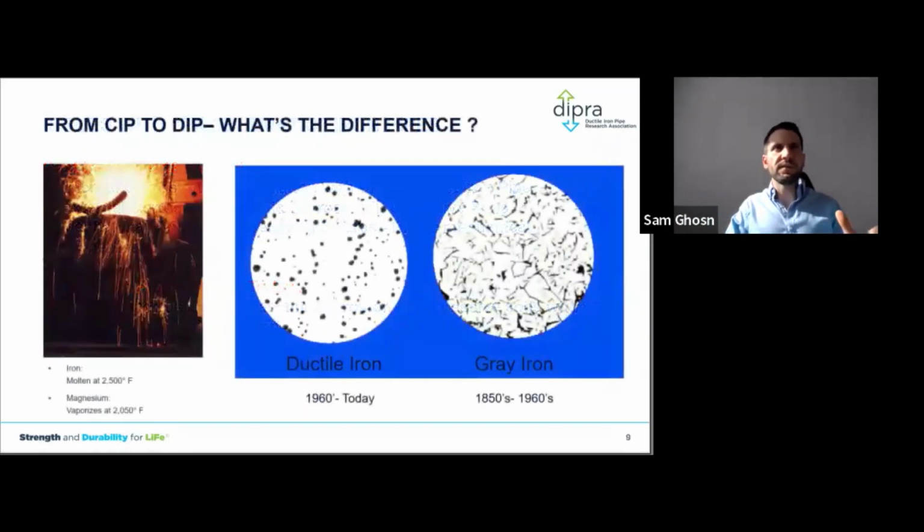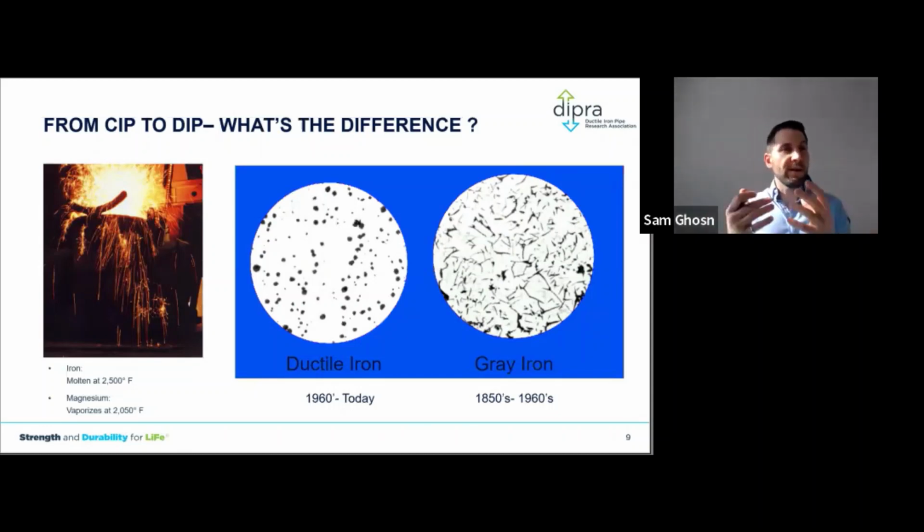So what's the difference between ductile and cast? And that's a question I always get. A lot of engineers still think that the material is the same. We just changed the logo on the pipe. That's not true. Ductile iron is an evolution of gray iron pipe. And what we did was very simple, but it made a huge difference. We added magnesium and silica to the melted iron.